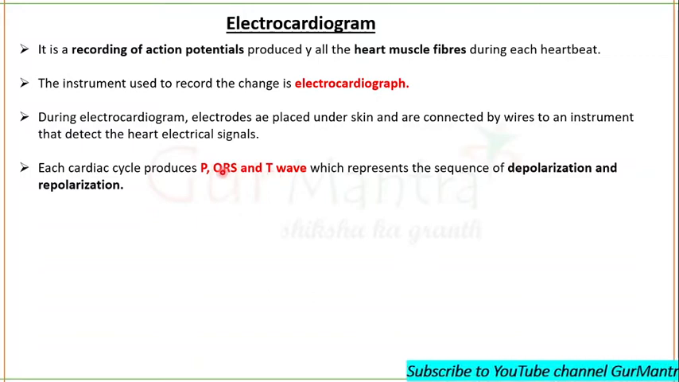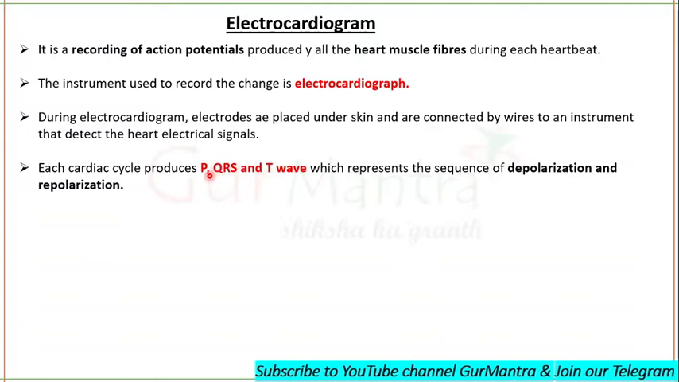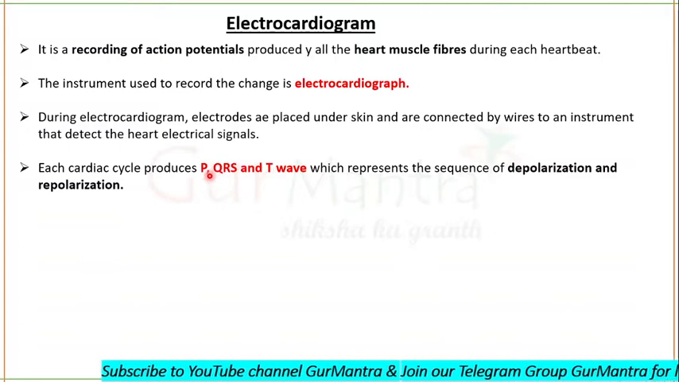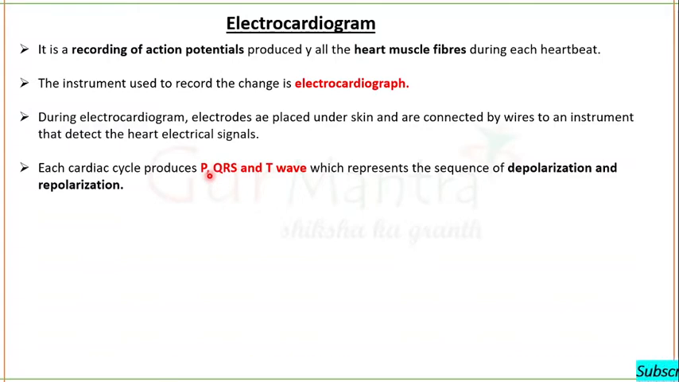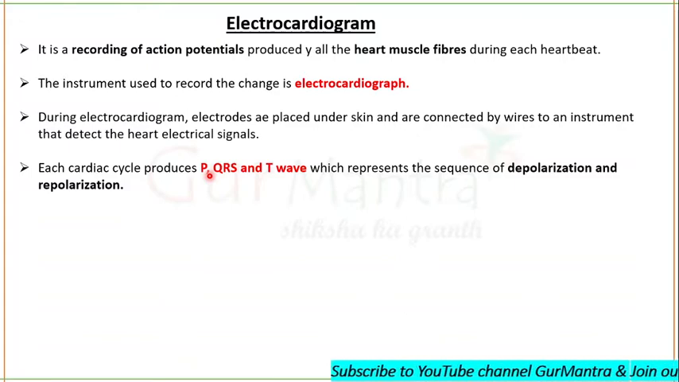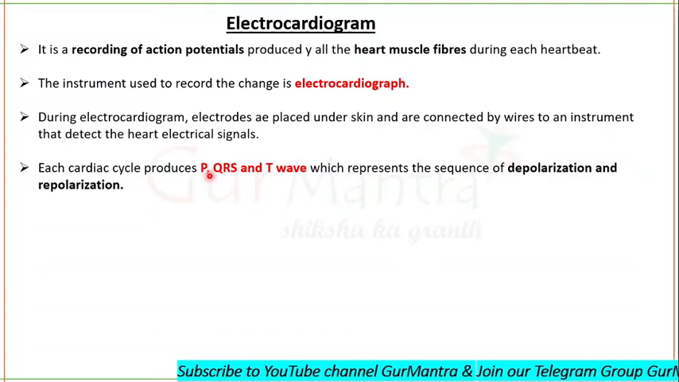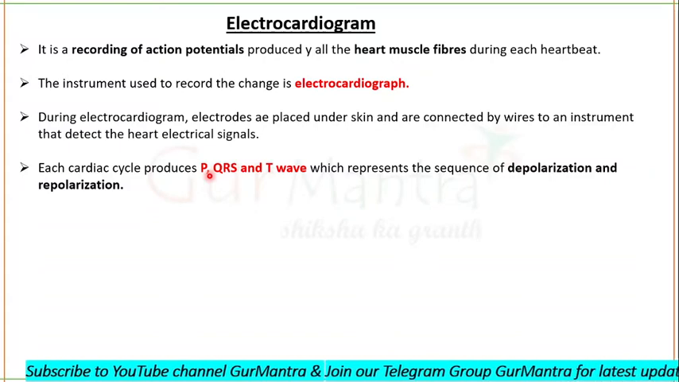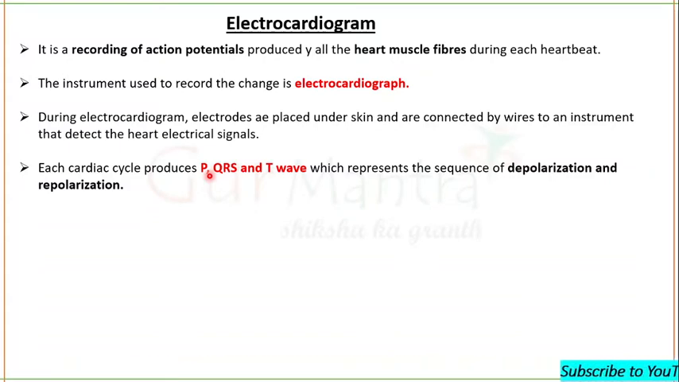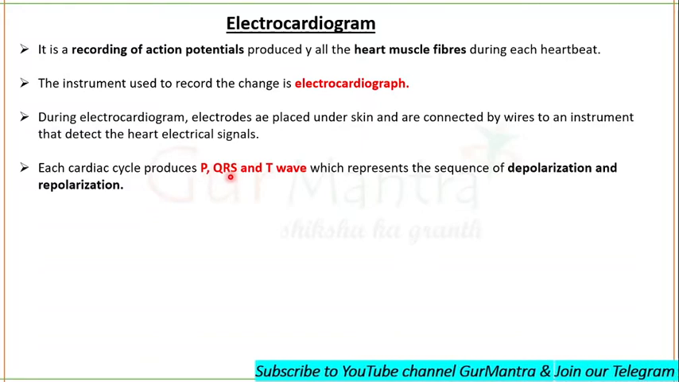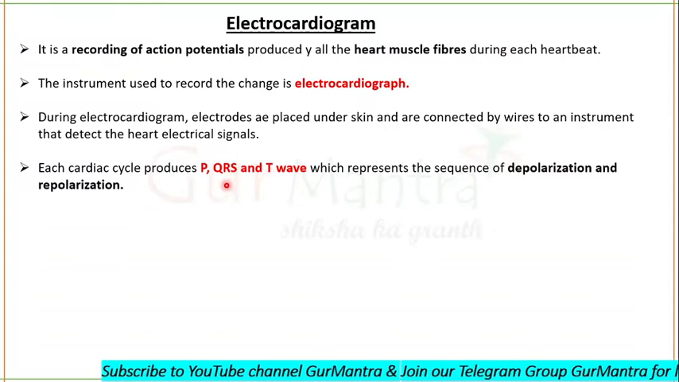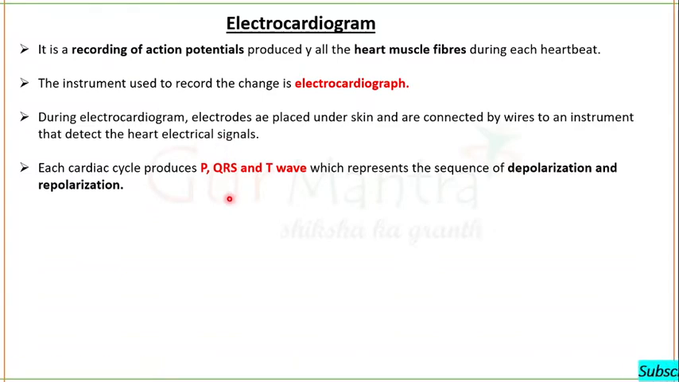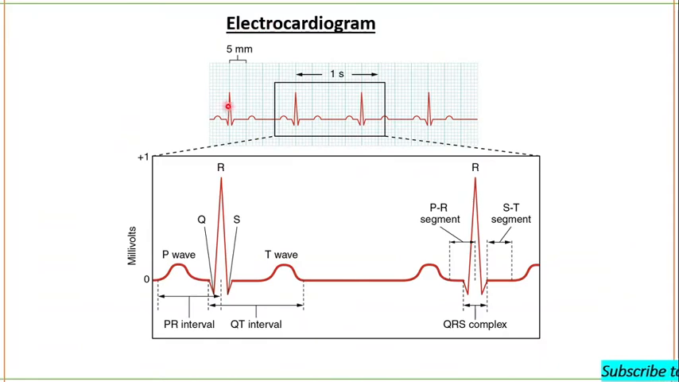The P wave lasts for only 80 to 100 milliseconds, and the depolarization of your atrium is caused by SA node generated action potentials. Then those action potentials are passed down to the AV node and then to the bundle of His and Purkinje fibers, which cause the depolarization of the ventricles, and you will see a ventricular contraction and the QRS complex will be formed. Let's see this electrocardiogram, and I will tell you each and every component of it.